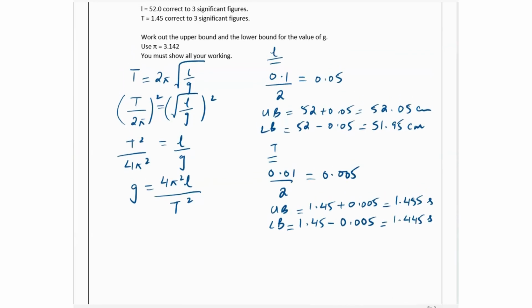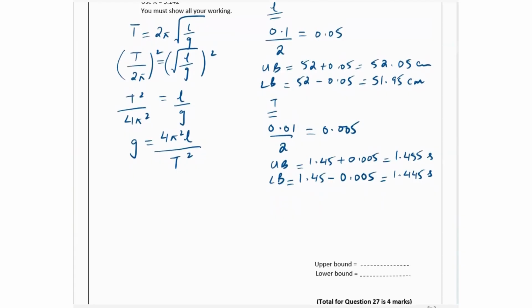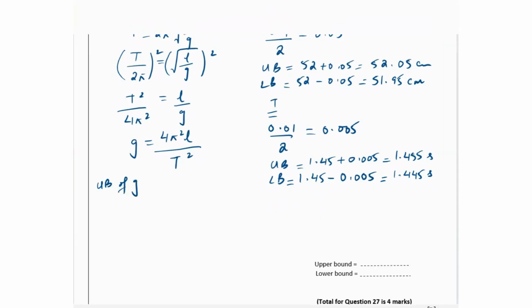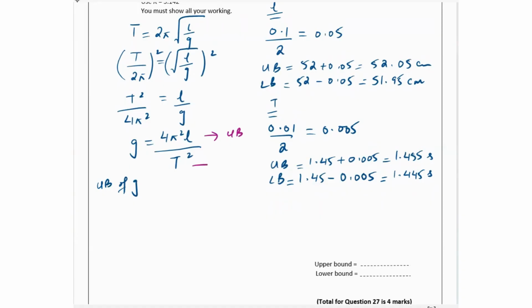The question was asking us to find the upper bound and the lower bound of G. So for the upper bound of G, our numerator will be upper bound and denominator will be lower bound. For the lower bound of G, numerator will be lower bound and denominator will be upper bound.